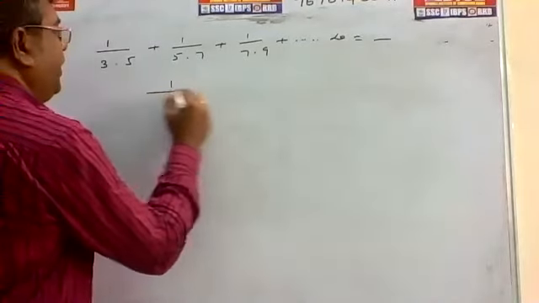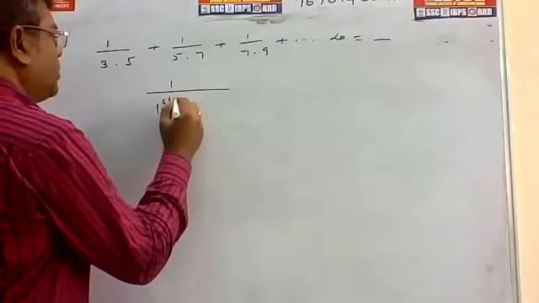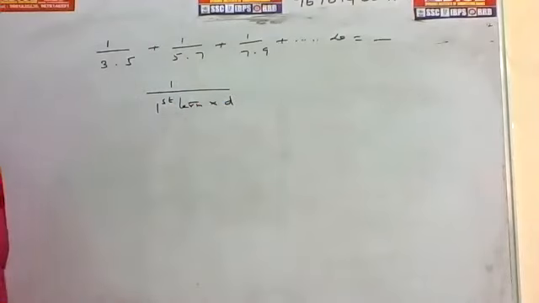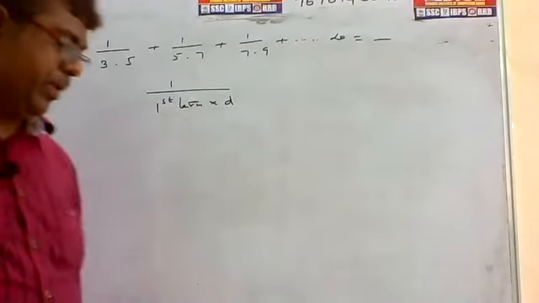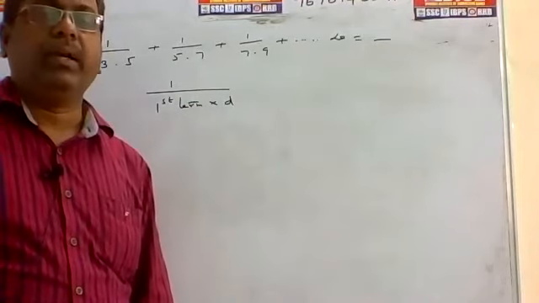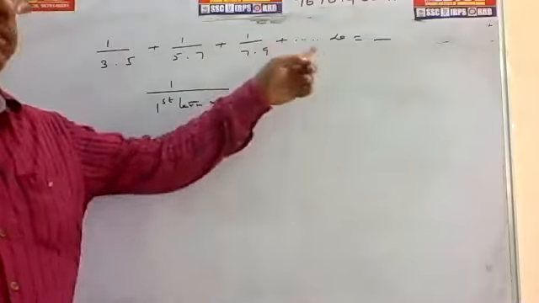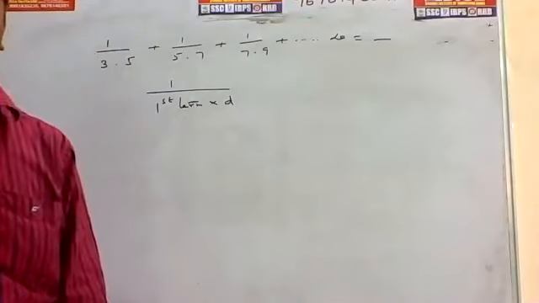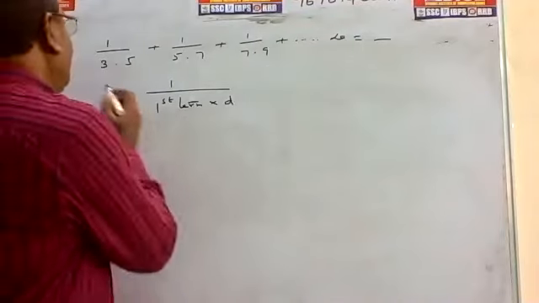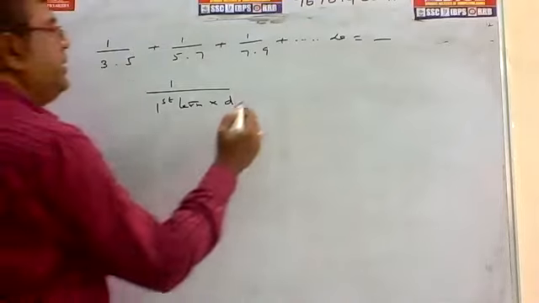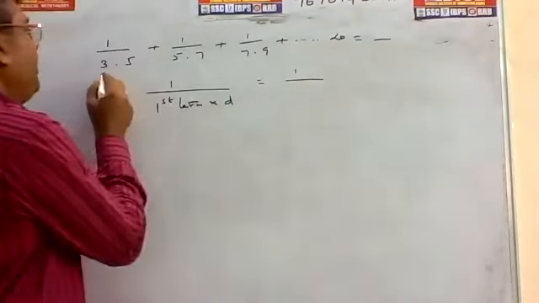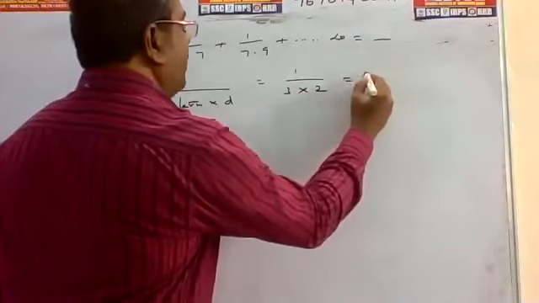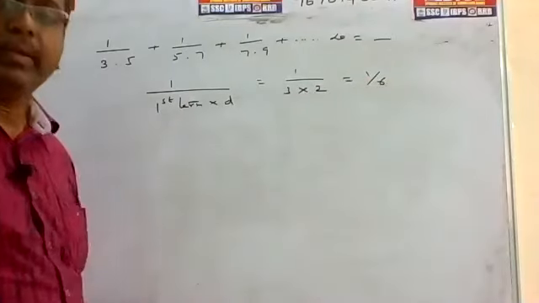The formula is 1 by first term into d. If the model is like this, the shortcut formula is directly 1 by first term into d. So now tell me, what is the first term? 3. 5 minus 3 is 2. So the answer is 1 by first term, which is 3, into common difference, 5 minus 3, which is 2. So the answer is 1 by 6.